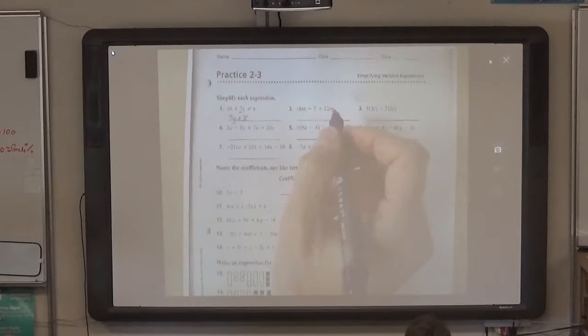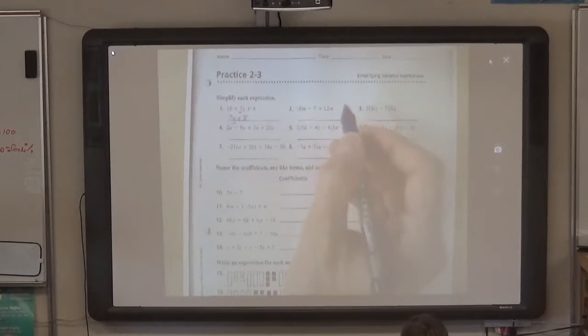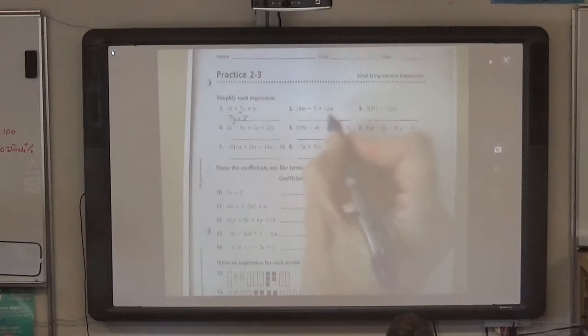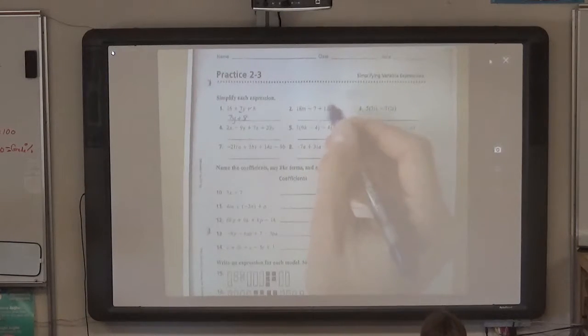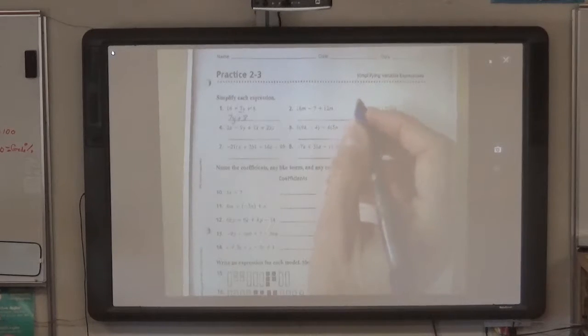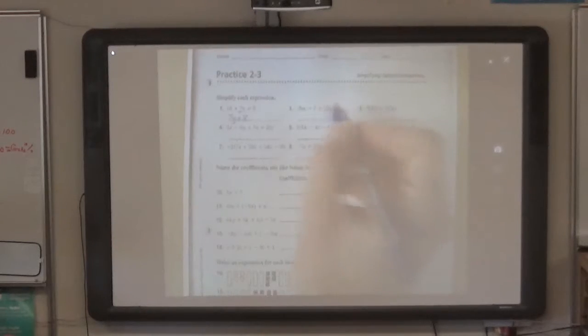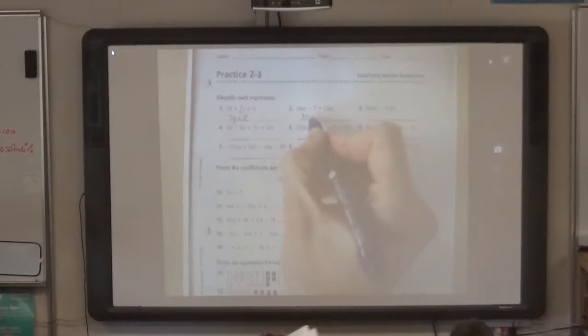What are the like terms in number 2? Brett? 18m, and that'll be plus 12m. Yep. Is it positive or are they both positive? Yeah. Then we can just add them together. So 18 plus 12 is 30. And this is 30 m's.